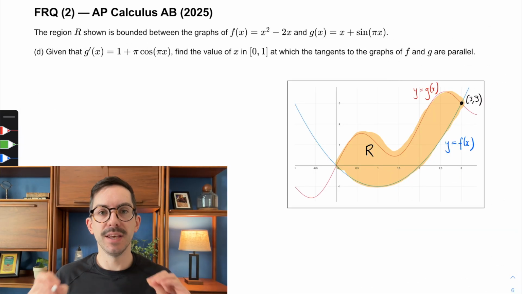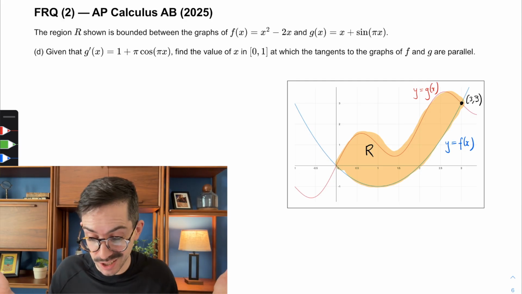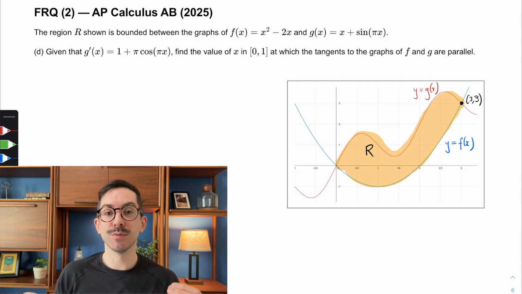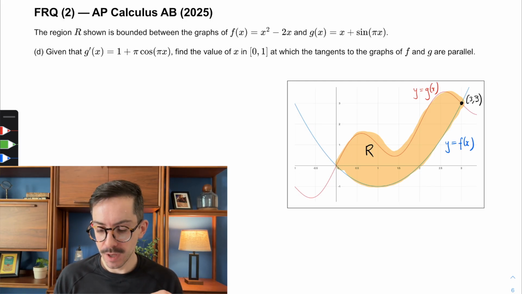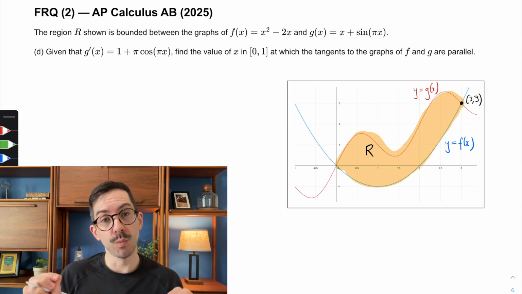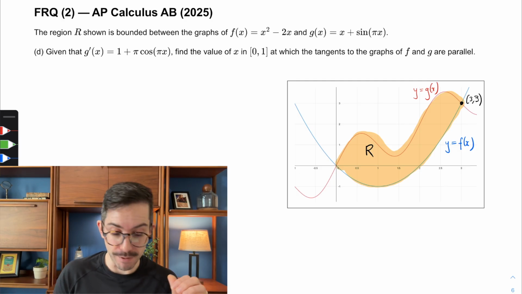Nice. In this final part of the question, we're forgetting about area, forgetting about volume. We're actually forgetting all about R too. They're asking us, for these two graphs we've been staring at this whole time, to find a point, an x value between 0 and 1, where the tangents to these curves are parallel.